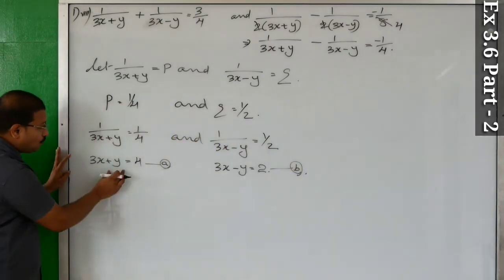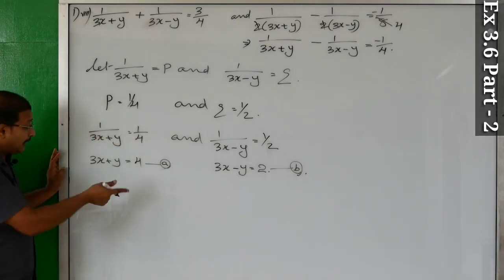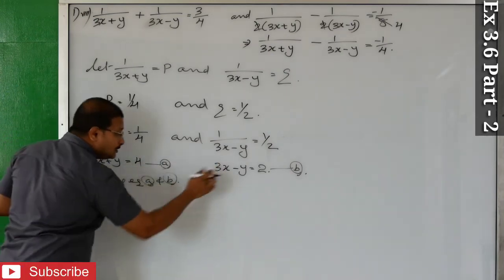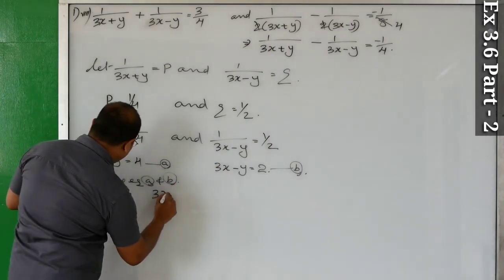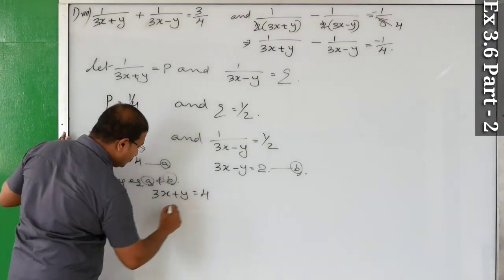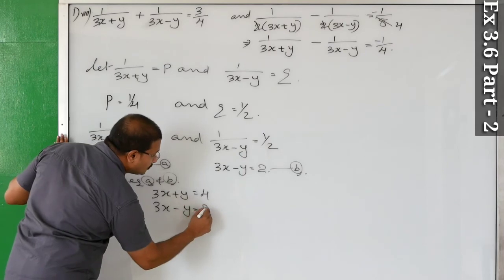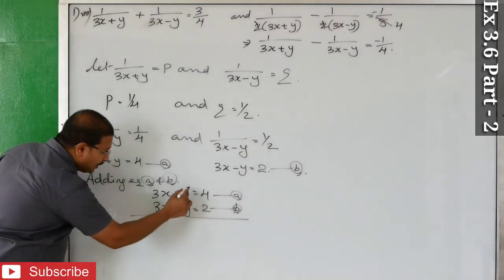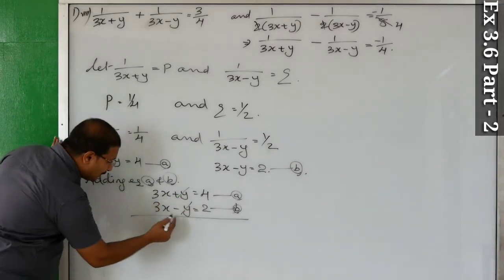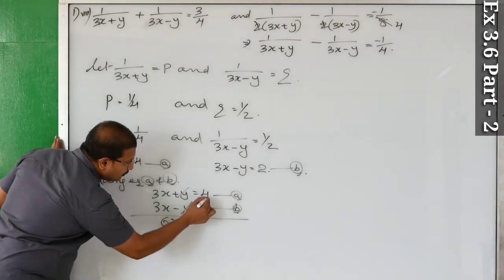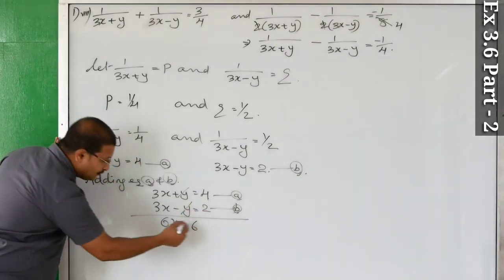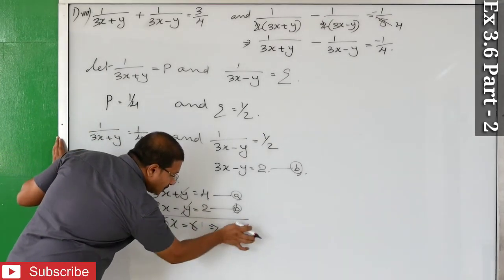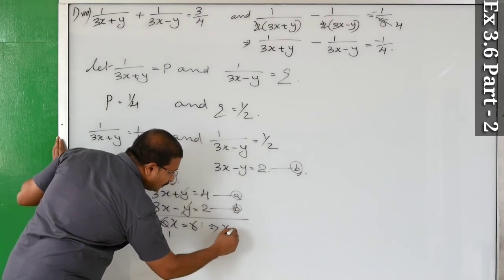Now see, plus y and minus y. We add equations A and B. Why? To remove y. That means 3x plus y equals 4, 3x minus y equals 2. This is A, this is B. Now, adding, plus y and minus y will cancel. That means 3x plus 3x is 6x equals 4 plus 2, which is 6. Both sides we can cancel by 6. That implies x equals 1.